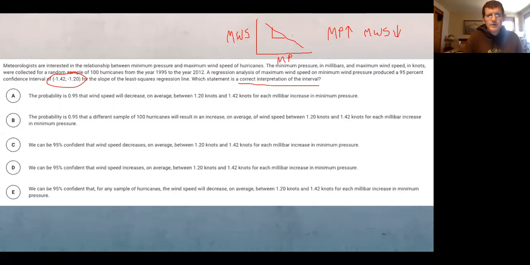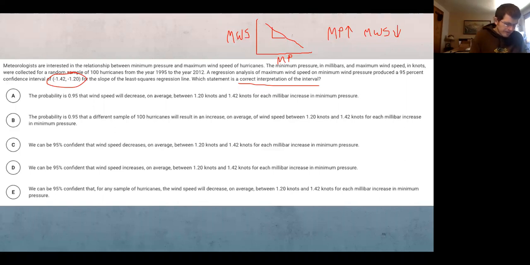Now, if we were going to write this out as an interpretation for ourselves, then we have our template that says, we are 95% confident that the interval from negative 1.42 to negative 1.20 captures the true association or slope between minimum pressure and maximum wind speed. All right. So they're not going to have that exact answer. We want to see what makes the most sense. And remember that confidence intervals are saying that if we repeated lots of samples over and over, 95% of the time, we would expect the true population slope to be captured.